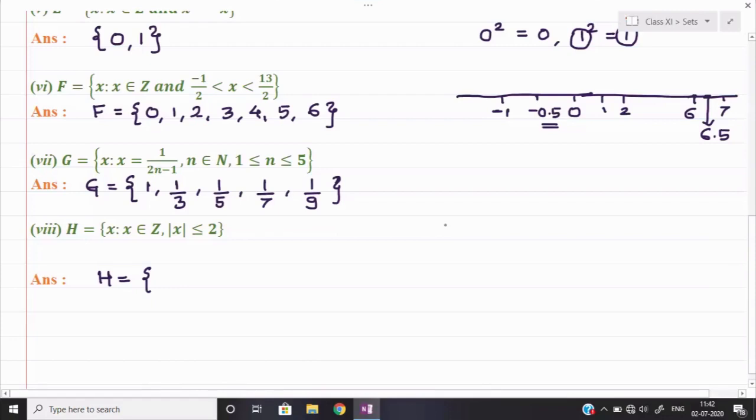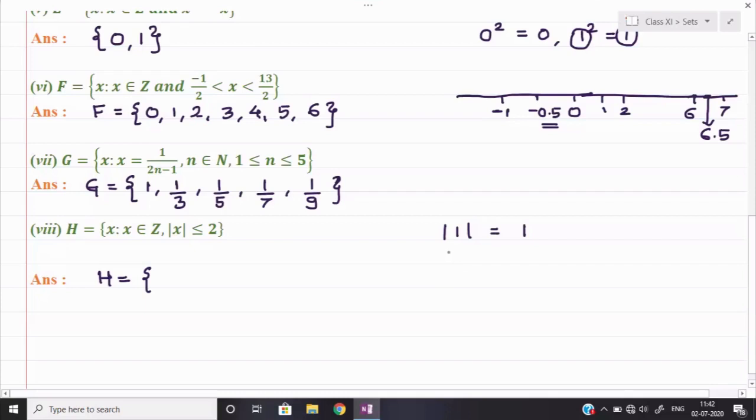Let us discuss once again. For example, if I talk about the mod value of 1, mod means we say modulus. Under the two vertical lines, when I write down any element, I say I am finding the mod value. So the mod value of 1 will be equal to 1.